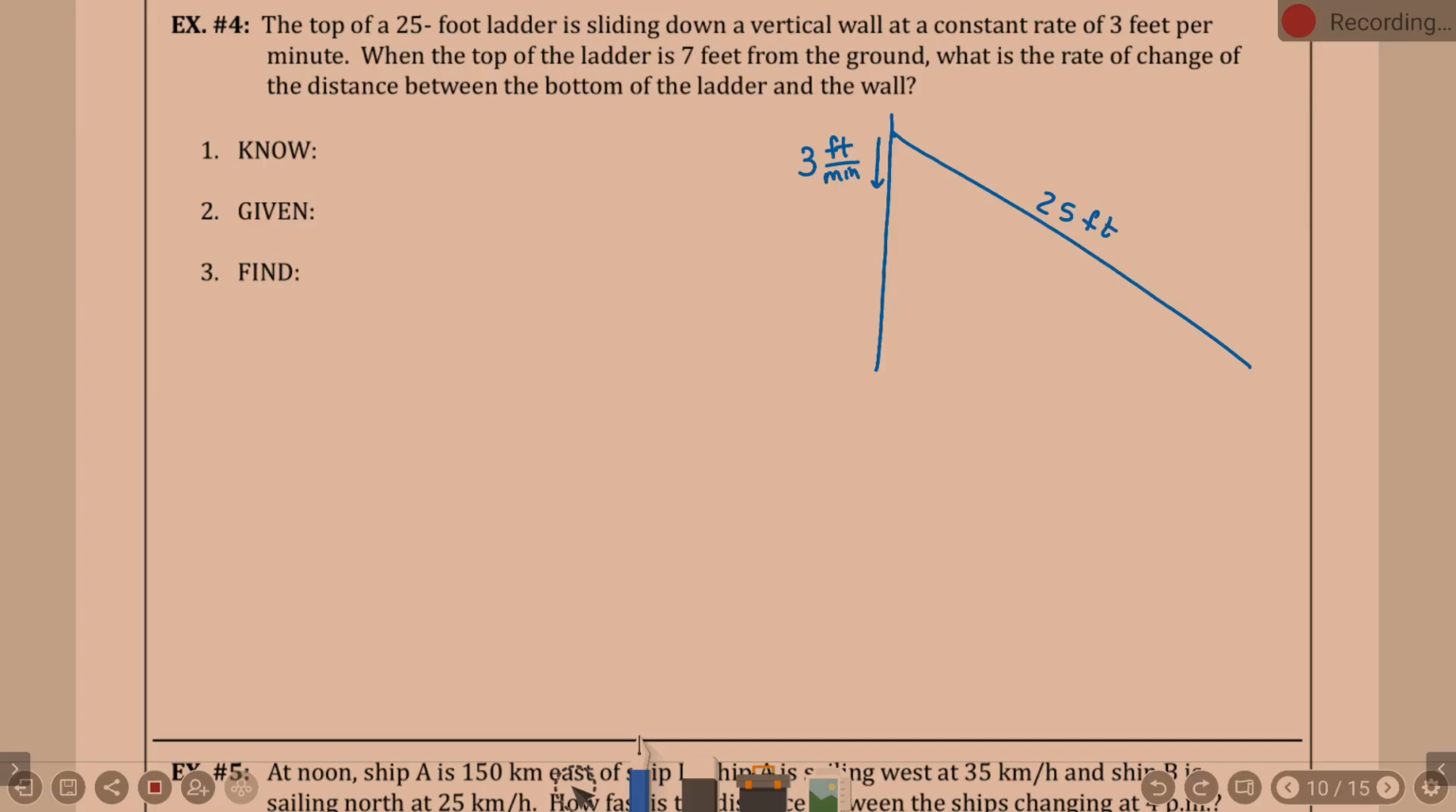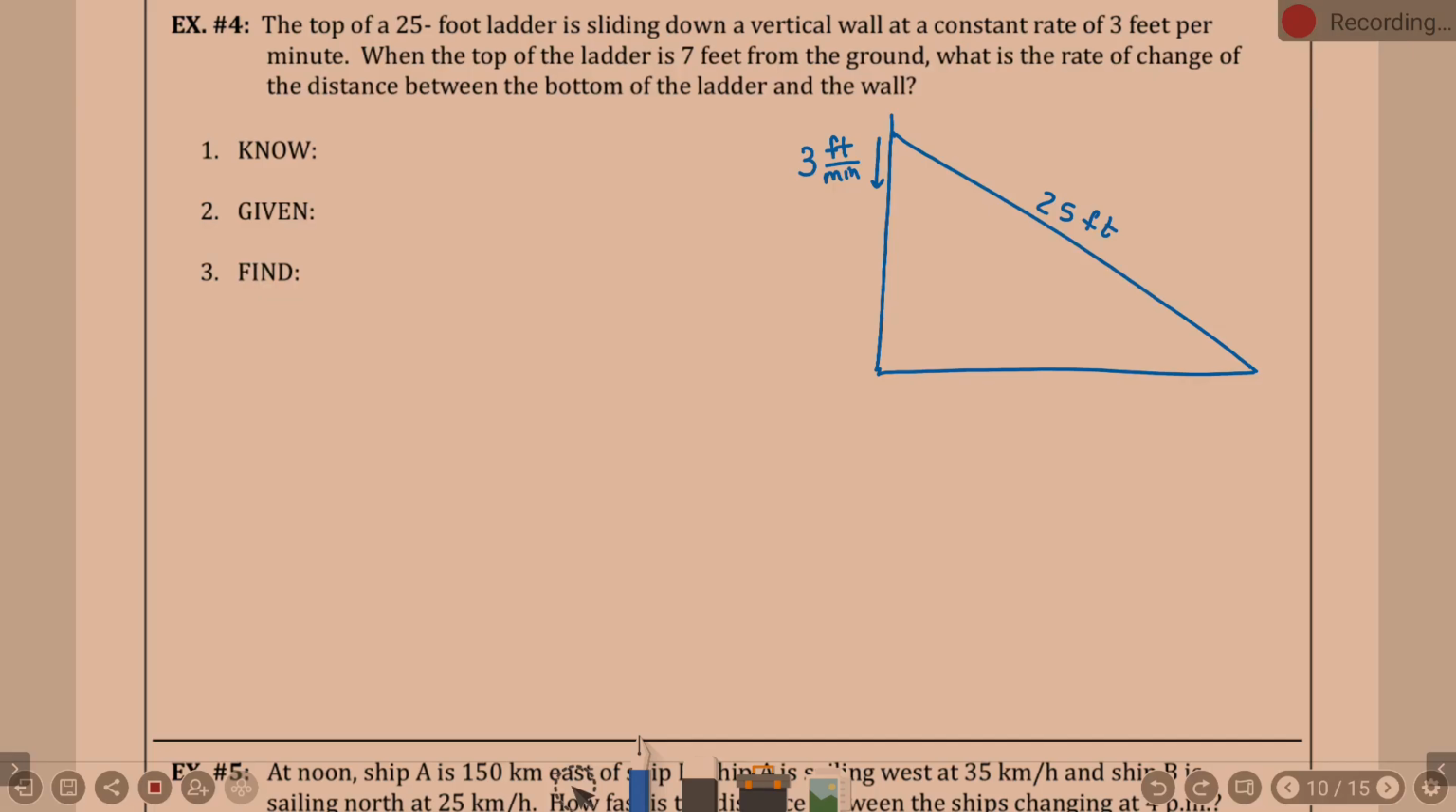When the top of the ladder is 7 feet from the ground, I'm not going to put that on my triangle or on my figure. When the top of the ladder is 7 feet from the ground, what is the rate of change of the distance between the bottom of the ladder and the wall? I feel like my ladder should be more vertical, but that's all right.